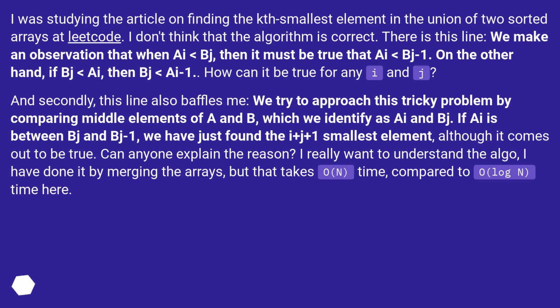And secondly, this line also baffles me. We try to approach this tricky problem by comparing middle elements of a and b, which we identify as ai and bj. If ai is between bj and bj+1, we have just found the i plus j plus 1 smallest element, although it comes out to be true. Can anyone explain the reason? I really want to understand the algo. I have done it by merging the arrays, but that takes O(n) time, compared to O(log n) time here.